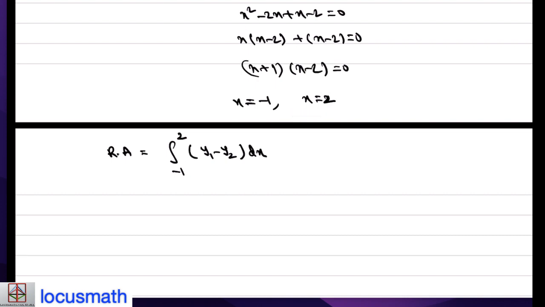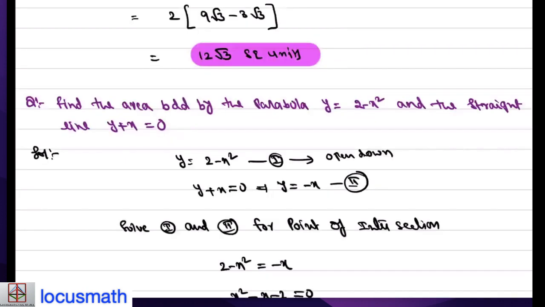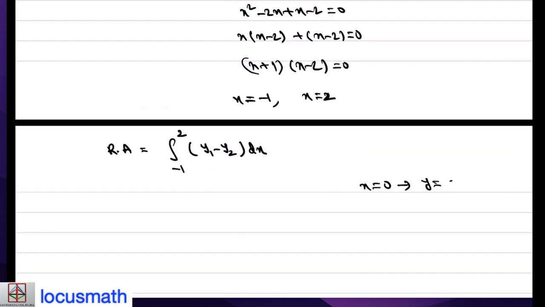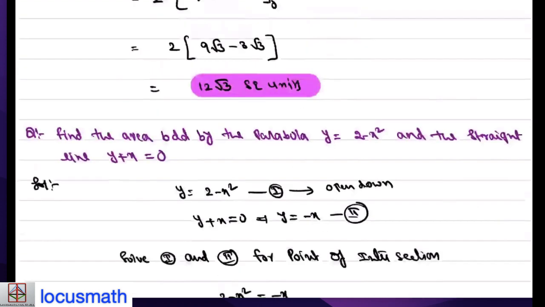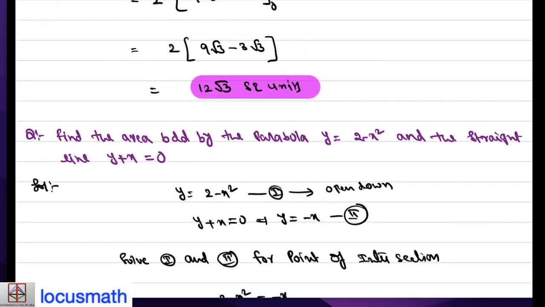So in between -1 comma 2 you take the number x equal to 0, you put it in the parabola and the line. If you substitute x equal to 0 in the parabola, you will get 2. And if you substitute x equal to 0 in the line, you will get y equal to 0. You will get here 2 is greater than 0. So which one is above now? So parabola is above the line.